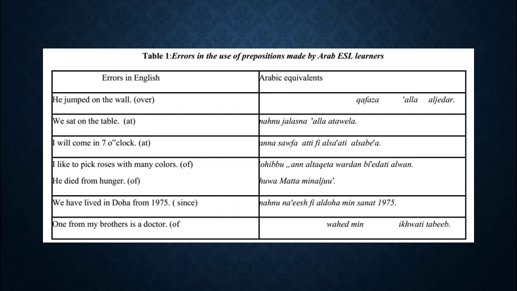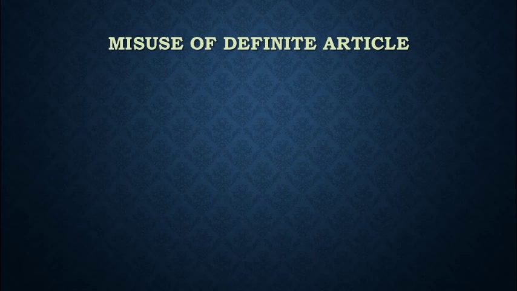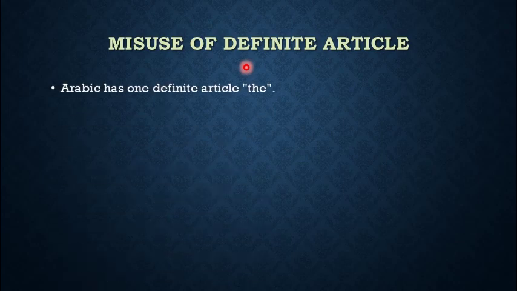So here is another issue, which is again very important and causes many problems for Arab speakers or Arab learners or ESL learners: the misuse of the definite article. Let's see how this happens. Arabic has one definite article, which is al.